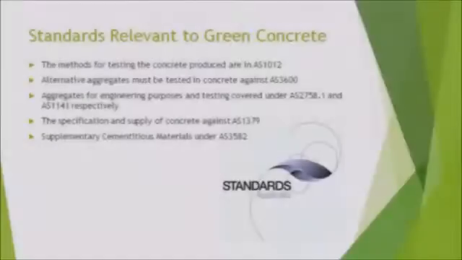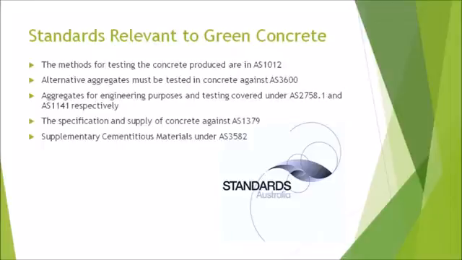Some of the relevant standards for green concrete include the methods for testing concrete produced in AS 1012. Alternative aggregates must be tested in concrete against AS 3600. Aggregates for engineering purposes and testing are covered under AS 2758.1 and AS 1141 respectively. The specification and supply of concrete against AS 1379 and the supplementary cementitious materials used under AS 3582.